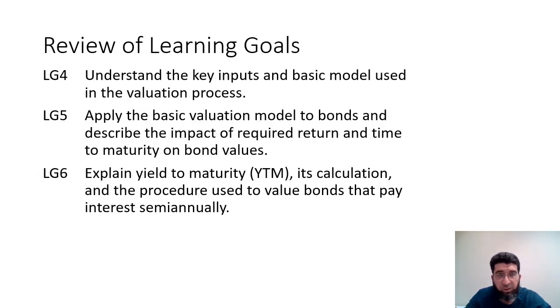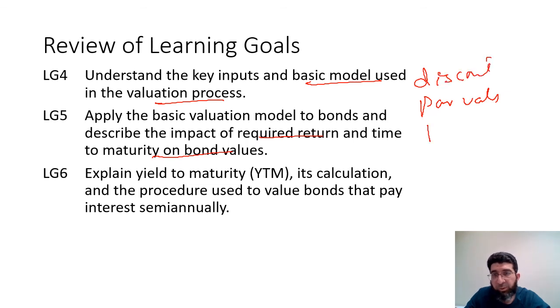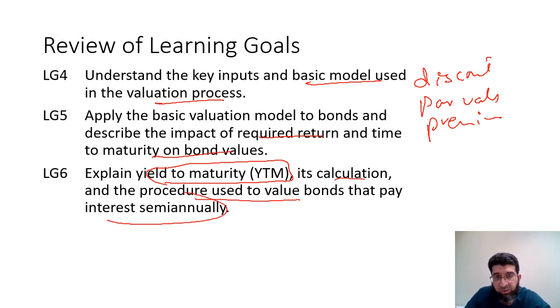So let's review the learning goals. In this session we have covered the basic model used for the valuation process, which is the discounted cash flow model. Next, we have also looked at the required returns and time to maturity on bond values. We have looked at the conditions for the par value bond, the discount and the premium bonds, and saw a bit of the structure behind them. Also, we have explained the yield to maturity, what it is, its calculation, and the procedure used to value bonds that pay interest semi-annually.